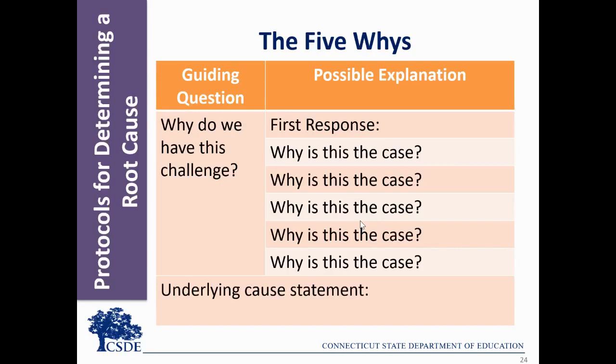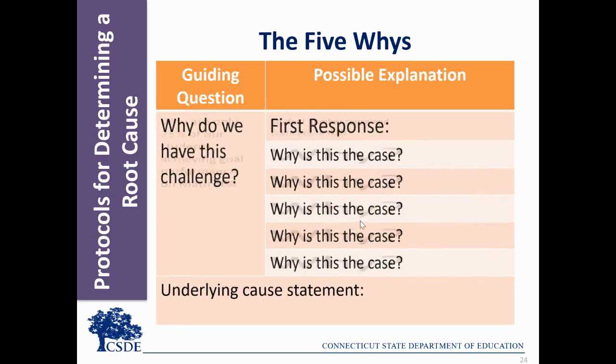The final tool in the toolkit for getting to a root cause is the 5 whys. The team starts with the question of, why do we have this challenge? The team has a first response. Then the question, why is this the case, is asked. There is no longer an additional cause, a root cause has been identified. The team then comes to a consensus on the underlying cause statement.